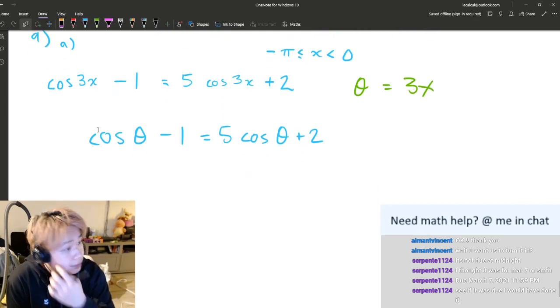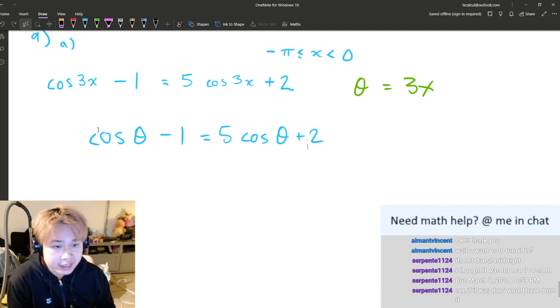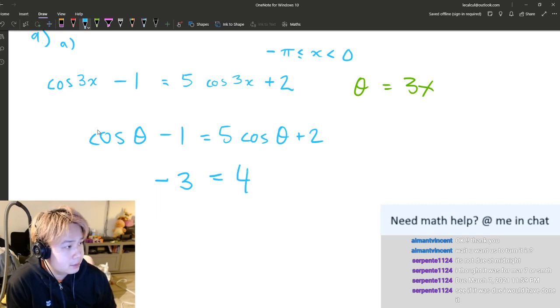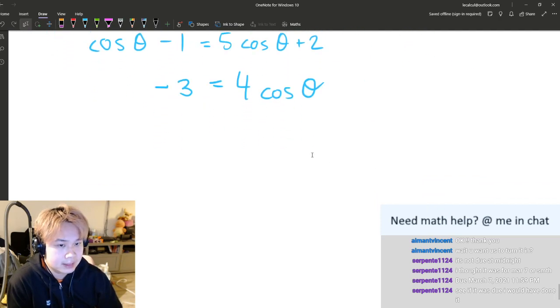Okay, so what we're going to do is we're going to try to isolate cosine, as I mentioned in my lesson. So I'm going to subtract the 2 from the right side, so it becomes -3 on the left side. I subtract the cosine on the right side, so then it becomes 4 on the right side. So basically move the 2 over here, move that cosine over here, and then you get this. So essentially this says that cosine of your angle needs to be -3/4.